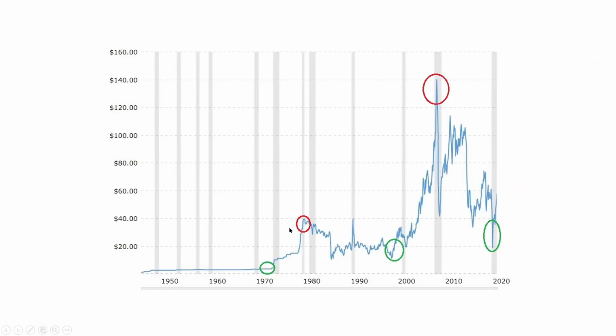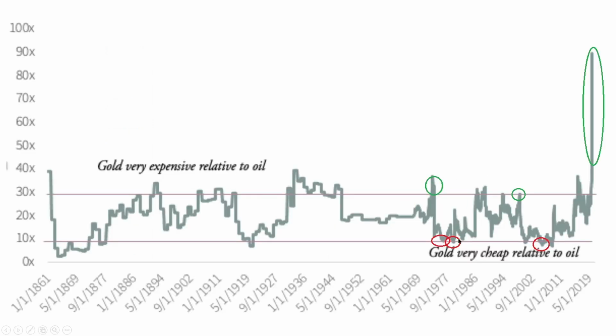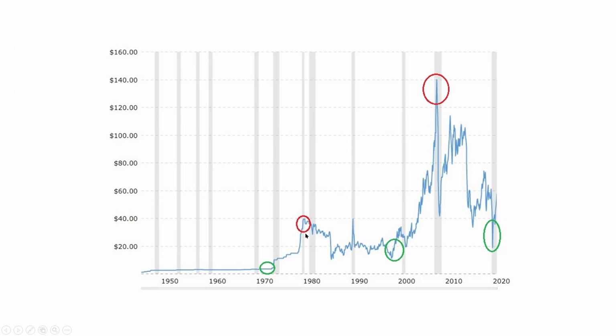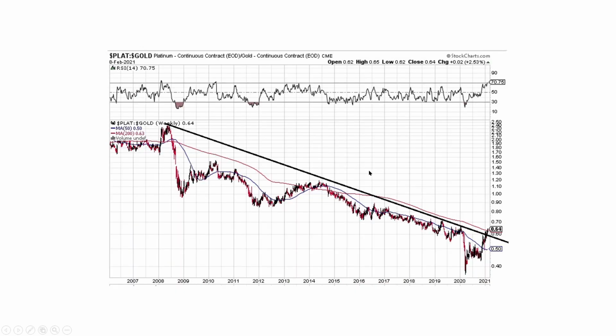This is what it is correlated to, the price of oil. So we took these and correlated it to this. Cheap, expensive, and cheap. Next, this is the platinum to gold ratio.